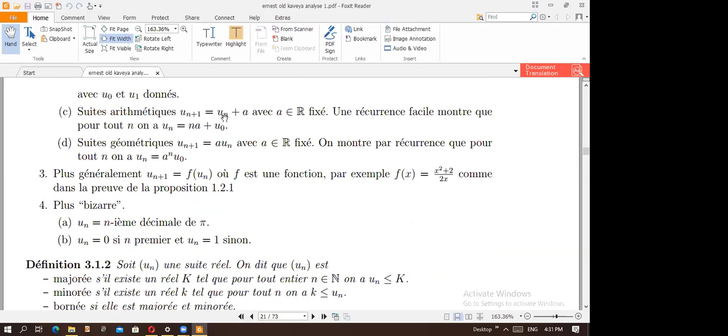You also have to note this. This part here says u n plus 1 is equal to u n plus a, where a is a member of the real numbers and this is fixed. You have to note this part, because as we solve suites, this is going to be used. So make sure you note and highlight all these things. You guys are going to see how it's applied as we solve our questions.